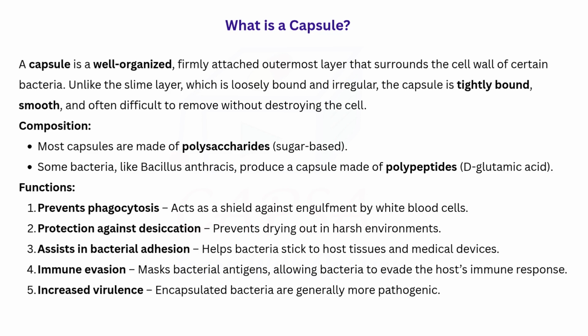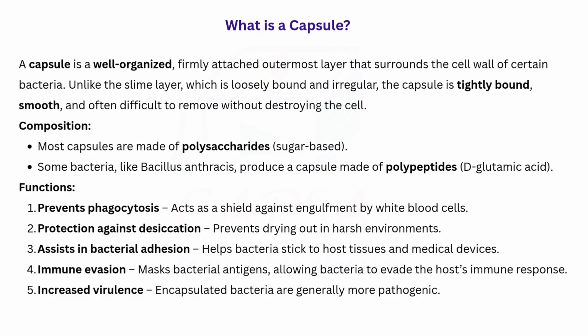Let's begin by understanding what a bacterial capsule actually is. A capsule is a thick, well organized layer that surrounds some bacterial cells. It's usually made of polysaccharides, that's sugar molecules, but in some bacteria like Bacillus anthracis, it's made of polypeptides, specifically D-glutamic acid.